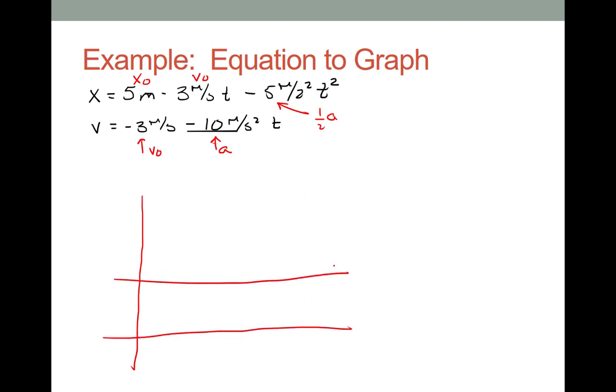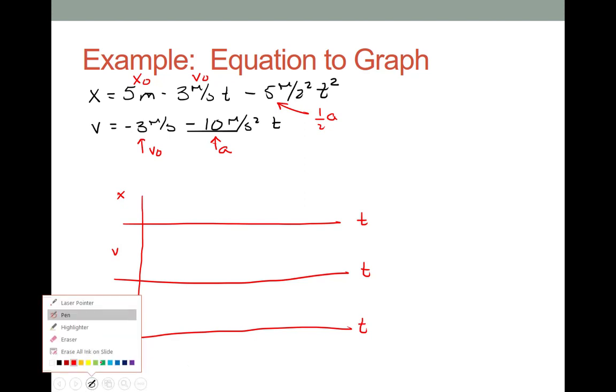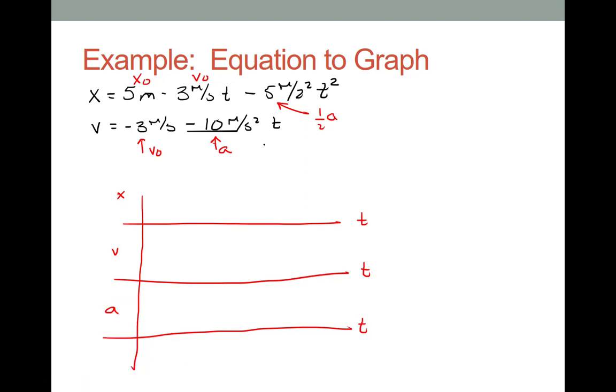So now I can make my graphs. X, v, and a, all as functions of time. So our acceleration is negative 10. That's going to put it down here, and I can label that axis as negative 10. I should put units on this. I'll just put them to this side here. Meters per second squared, meters per second, meters, and over here this is in seconds.